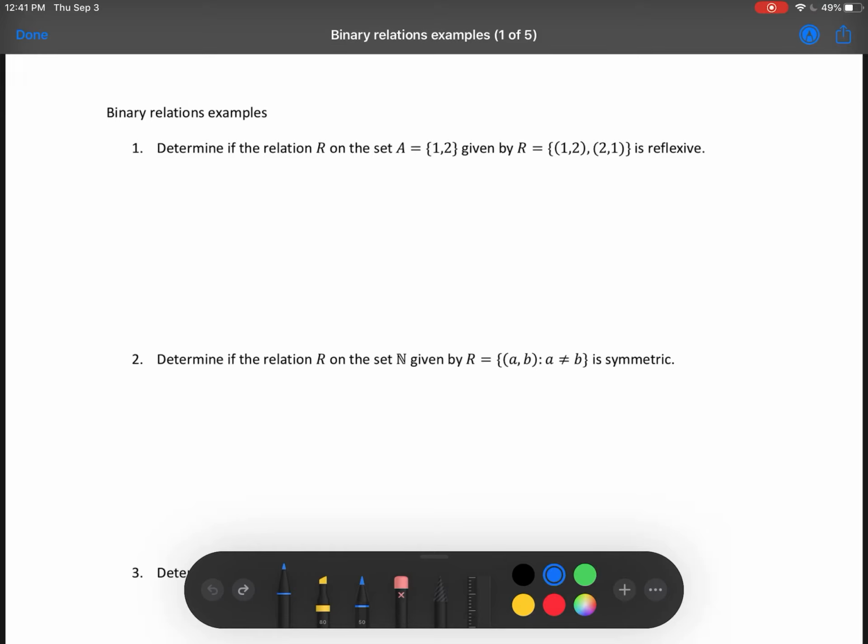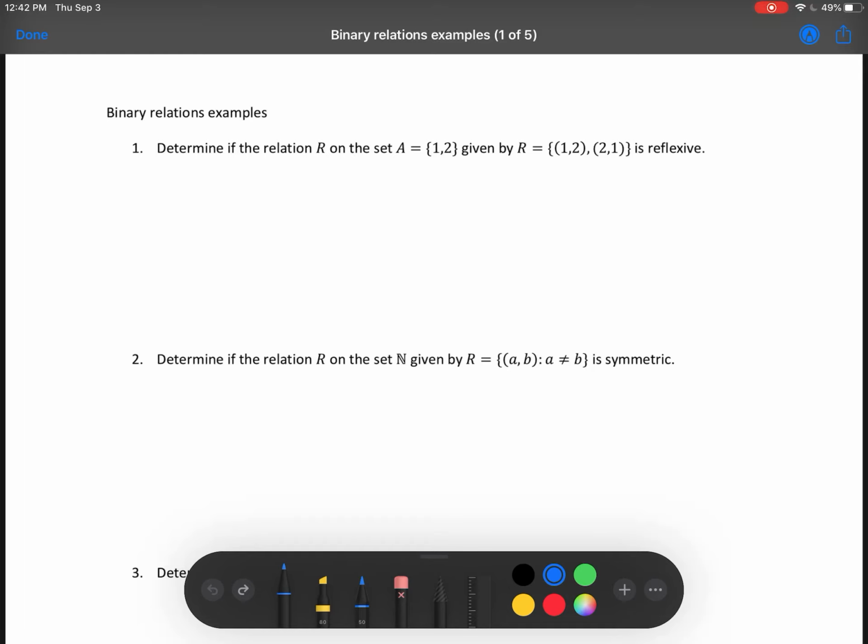All right, today we're going to talk through some binary relations examples, specifically determining if a relation is reflexive, symmetric, and/or transitive. So we have three different relations here. Let's start with number one. Number one says: determine if the relation R on the set A, which is the set of numbers 1 and 2, given by R equals the set of ordered pairs (1, 2) and (2, 1), is reflexive.